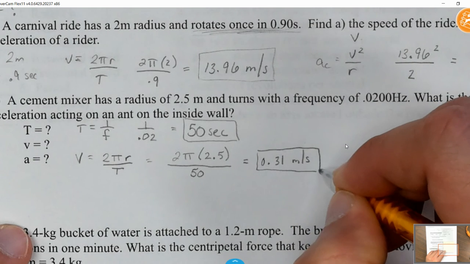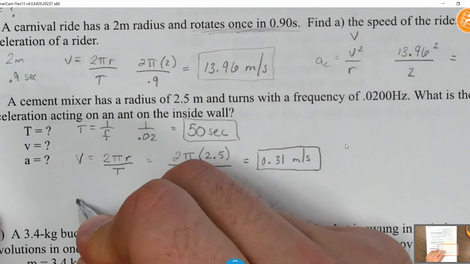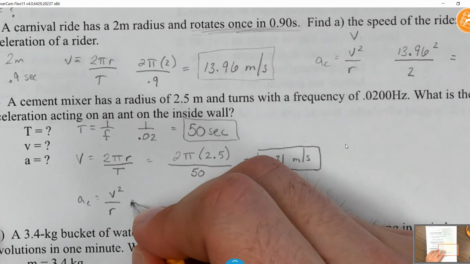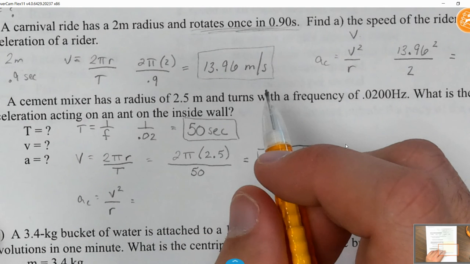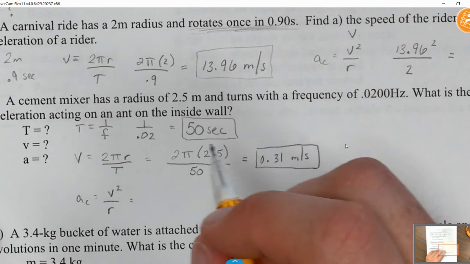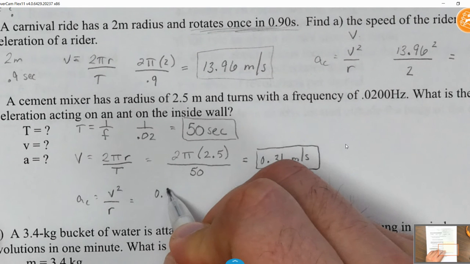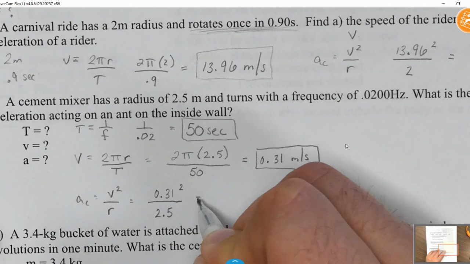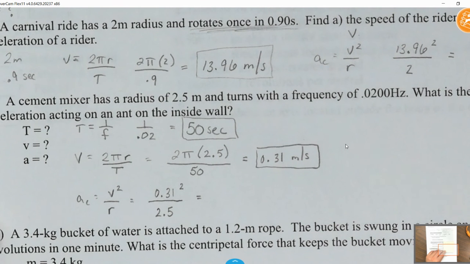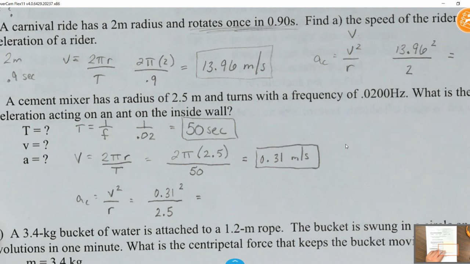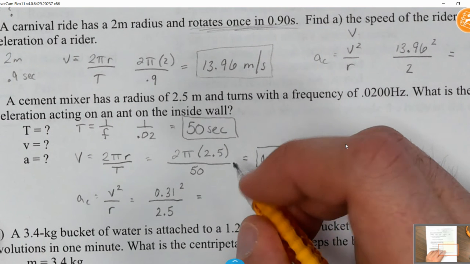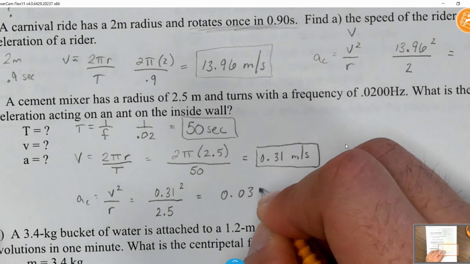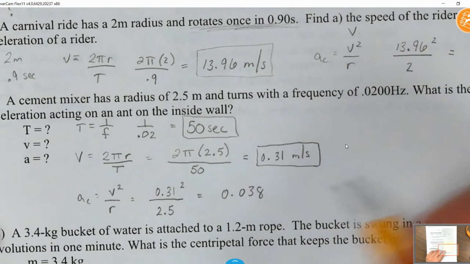And we needed to do that because we need that in order to solve for our centripetal acceleration, which is v squared over r. And by throwing this in here, we have 0.31 squared over 2.5. All right, and I come out with 0.03844. I'm going to leave it like that.